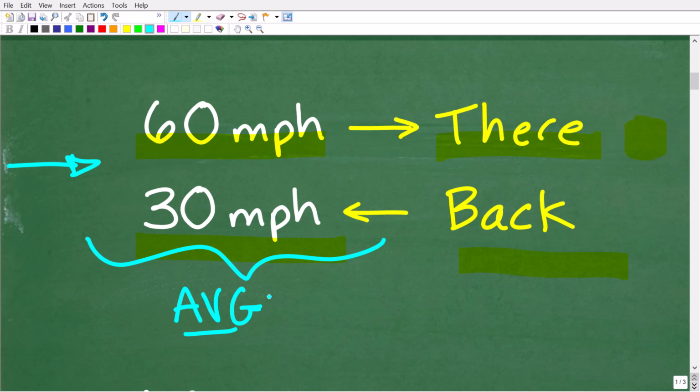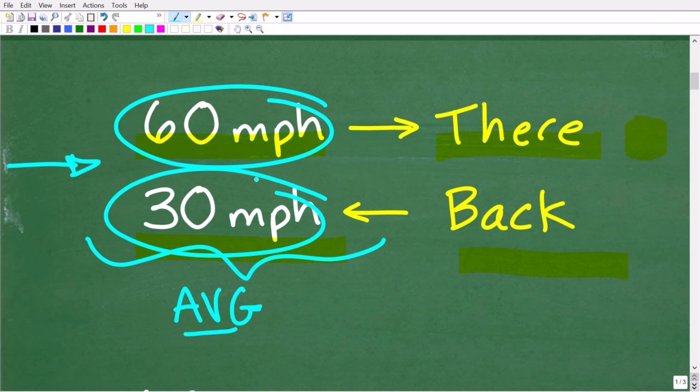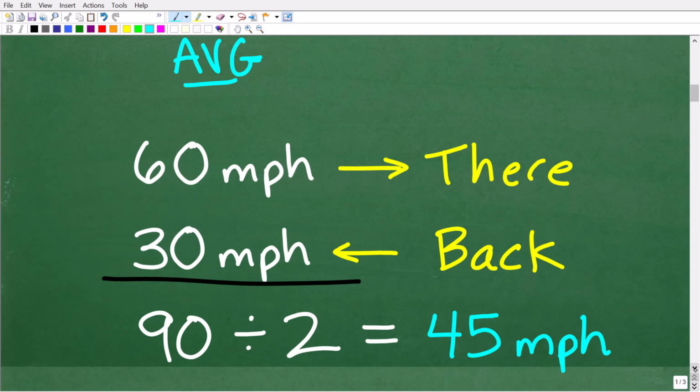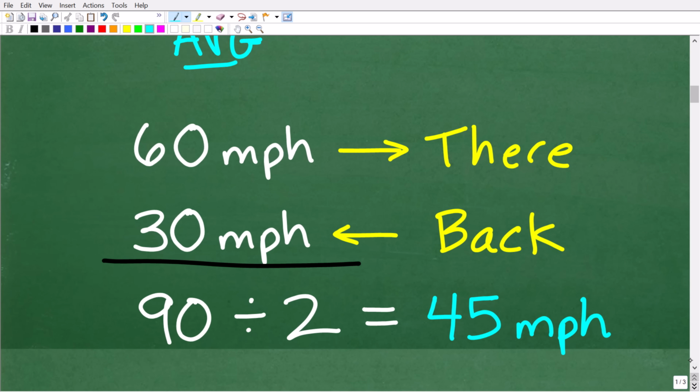Most people, when they think about average, are going to say, well, what we need to do is add up the speeds and divide by 2. And that certainly makes sense because that is how you find the average. So this is one approach to do this problem. We have 60 miles per hour plus 30 miles per hour, which of course is 90 miles per hour. To find the average, we divide by 2, so the answer would be 45.